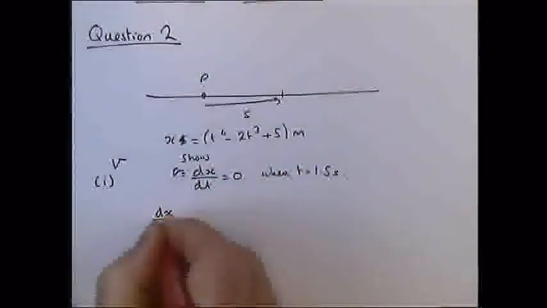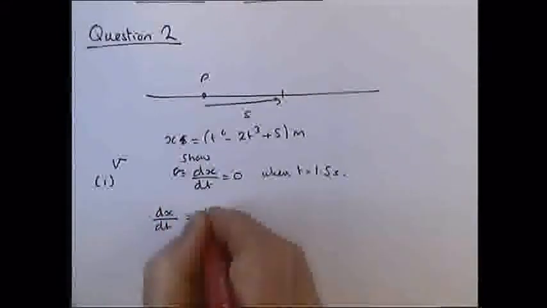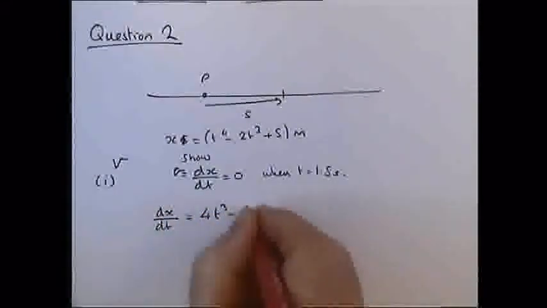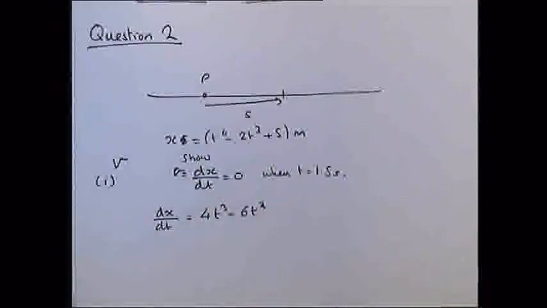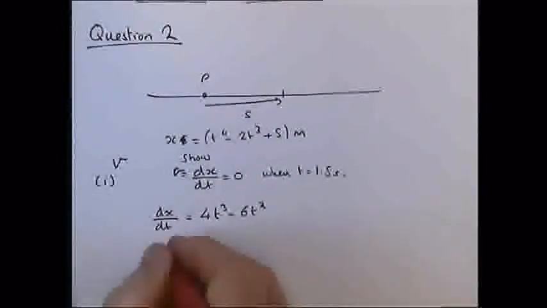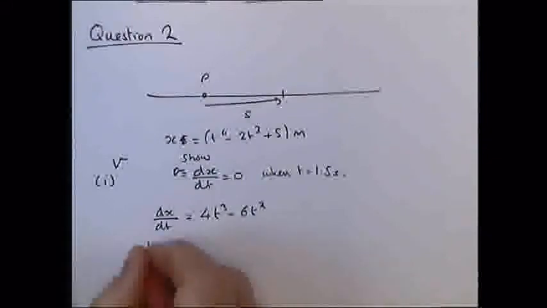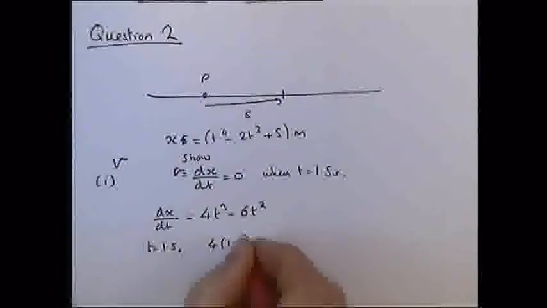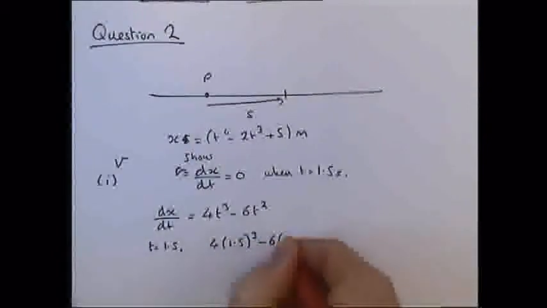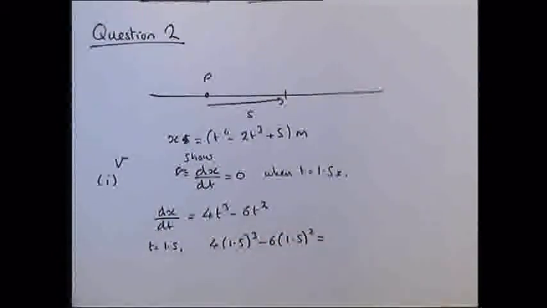Right, so now we're going to differentiate that function. So dx by dt is equal to 4t cubed minus 6t squared. Okay. And remember, back to your core 1, you should be good at differentiating, and from class I remember you are. Now we're going to substitute when t equals 1.5, and we get 4 lots of 1.5 cubed minus 6 lots of 1.5 squared, and they're going to work out what that is equal to. And that does equal 0.